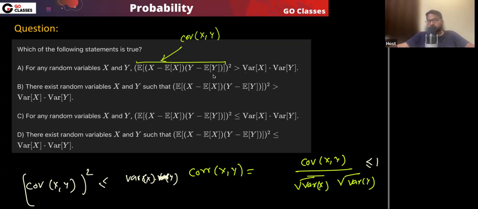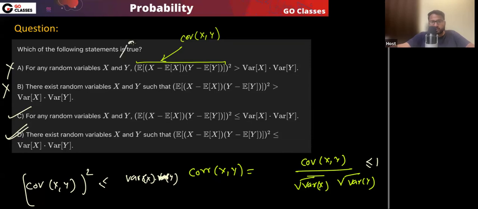For any random variable, it is greater than? No, it should be less than or equal to, right? There exist random variables such that it is greater? No, it is never greater. So this is false. For any random variable, this is less than or equal to. So there exist random variables such that this is less than or equal to, obviously. So basically, just consider this to be an MSQ question.